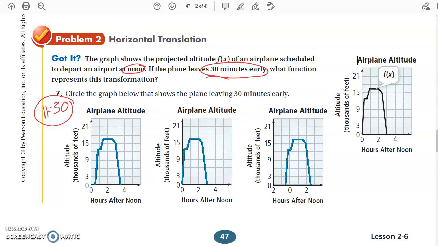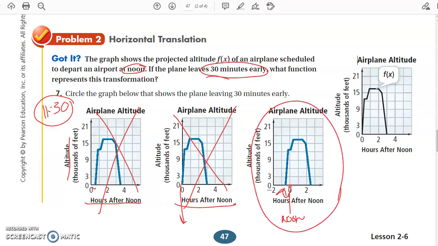So on the left side we have the altitude in thousands of feet. And this is hours after noon. Here is 0. That would be noon, right? So this wouldn't be leaving 30 minutes early, would it? No. This looks like it's 30 minutes after noon. Well, we're looking for 11:30. This looks like 12:30. Is this before noon? Yes, it's before noon. So this is the only one that can be the answer.